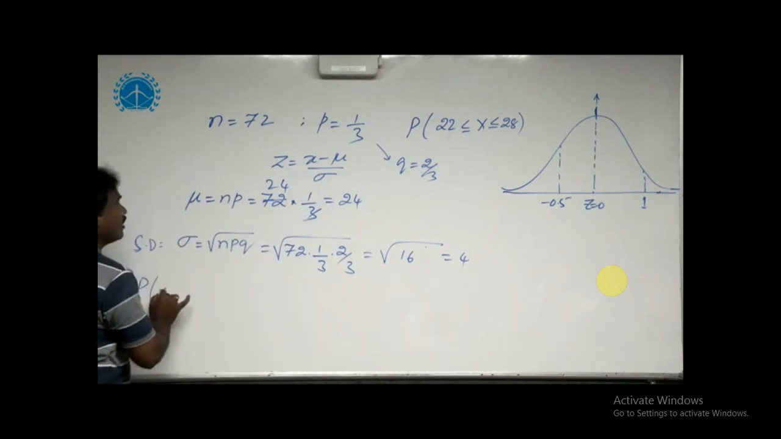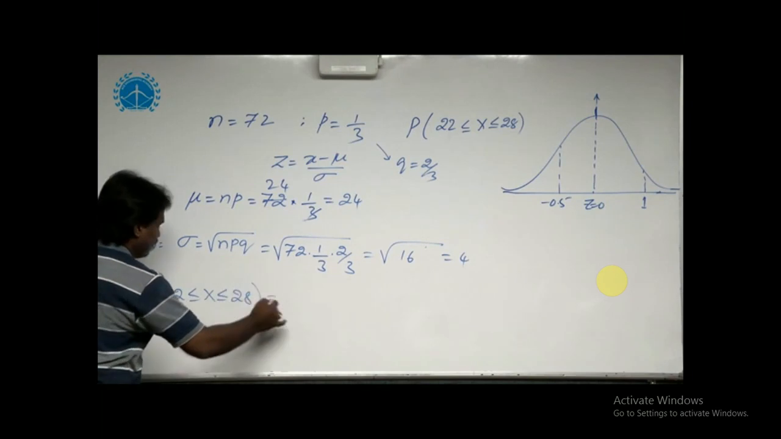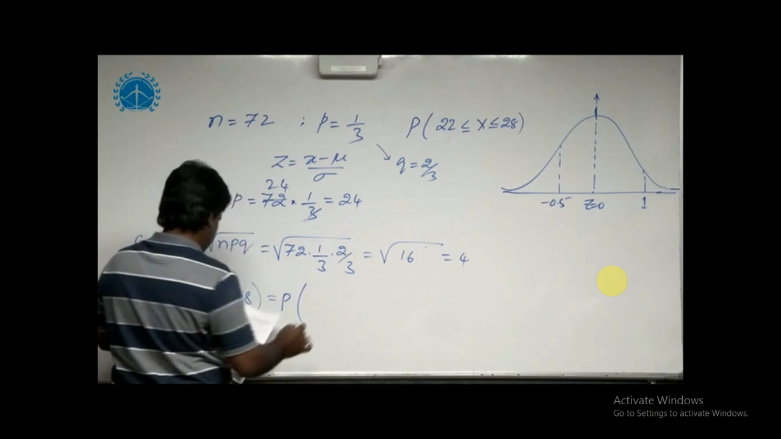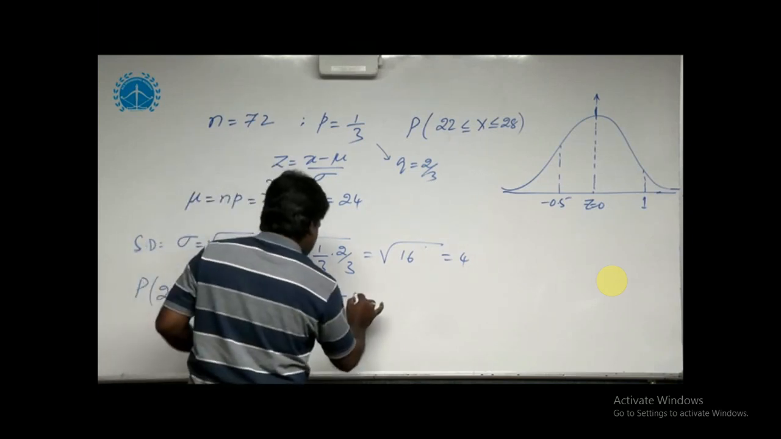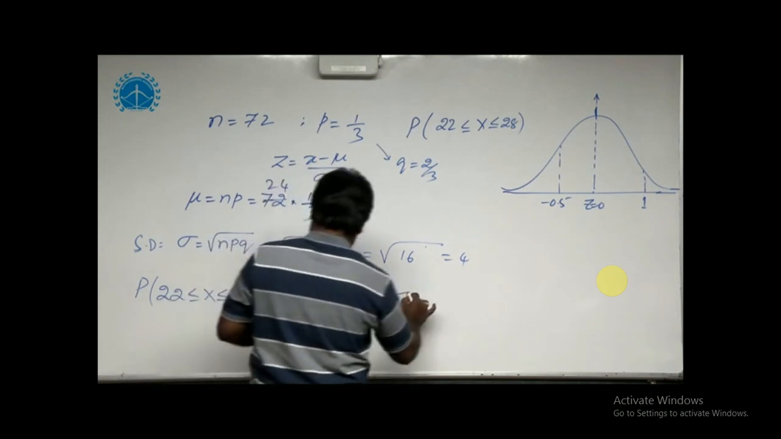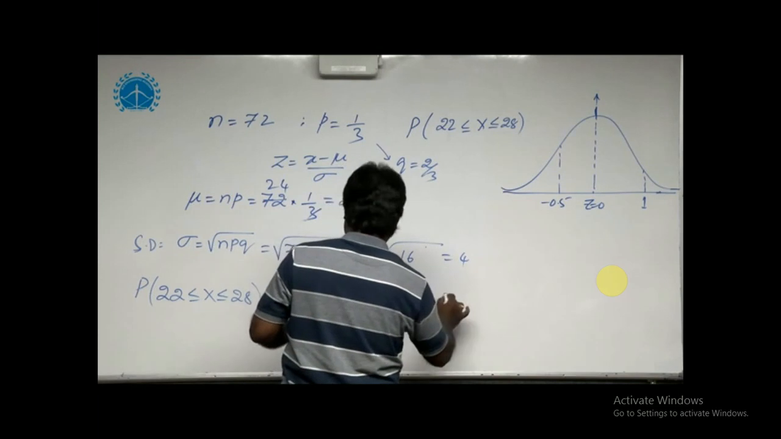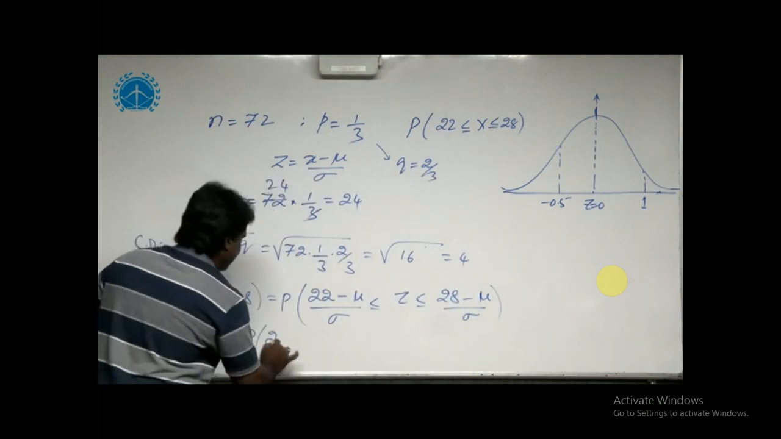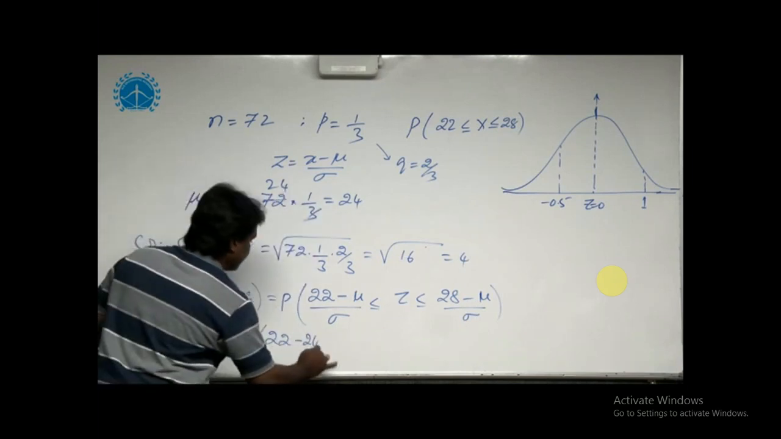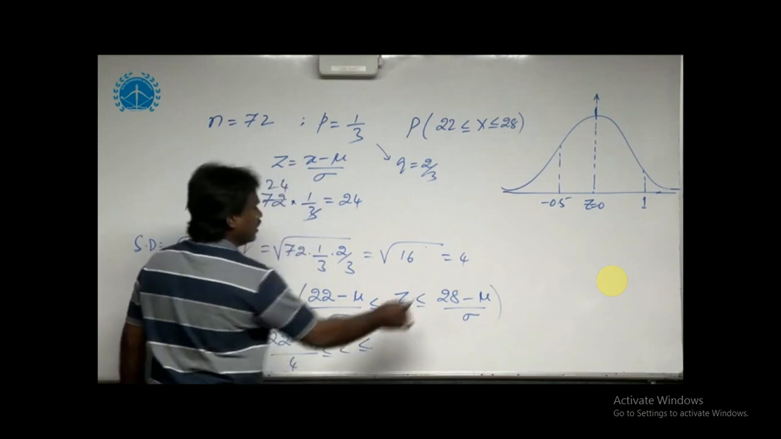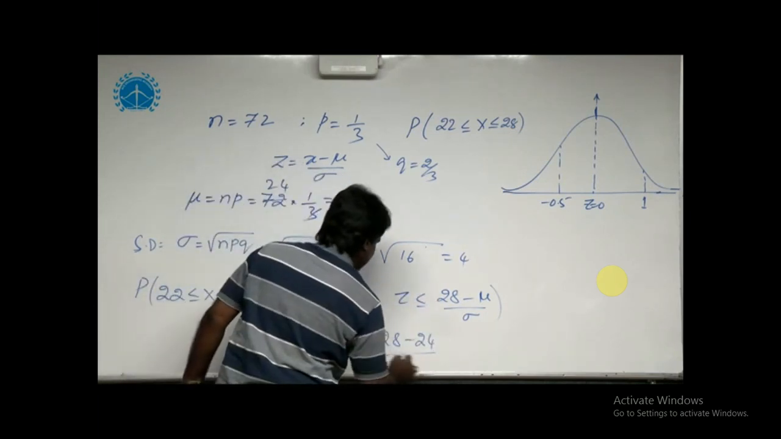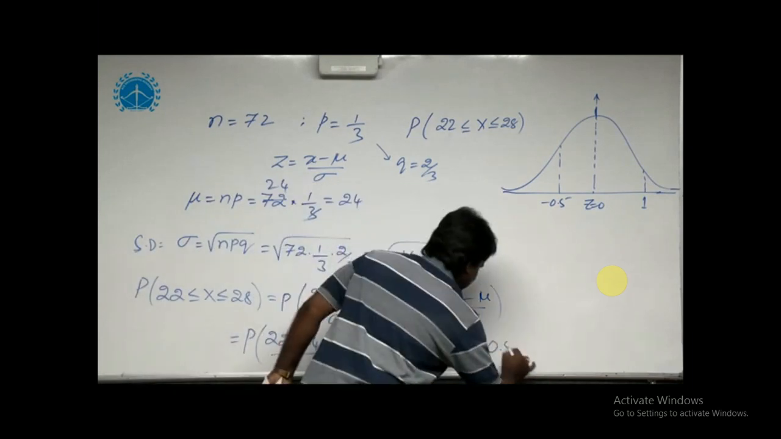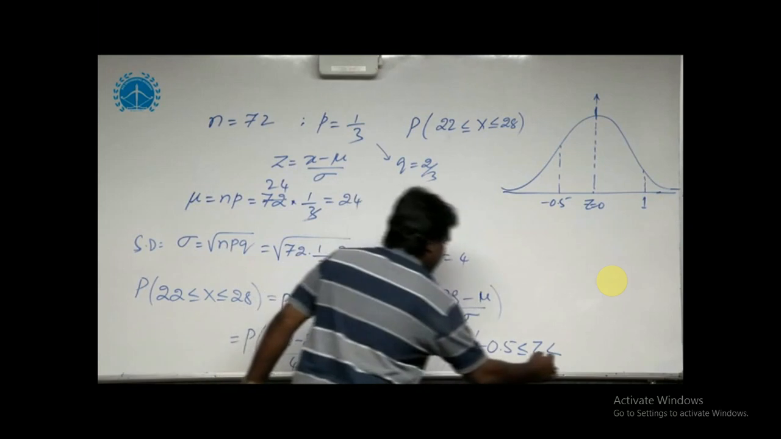So now here the probability of 22 less than or equal to x less than or equal to 28. Here we have to find it as a normal distribution condition. So therefore the probability of 22 minus np, that is mu, by sigma less than or equal to z less than or equal to 28 minus mu by sigma. Probability of 22 minus mu value 24 by 4 less than z less than or equal to 28 minus 24 by 4. Probability of 22 minus 24, it is minus 2 by 4, which is minus 0.5, less than or equal to z less than or equal to 1.